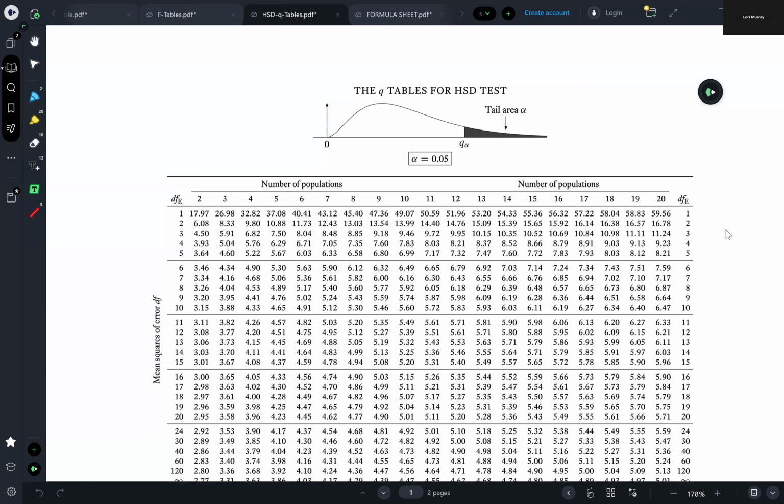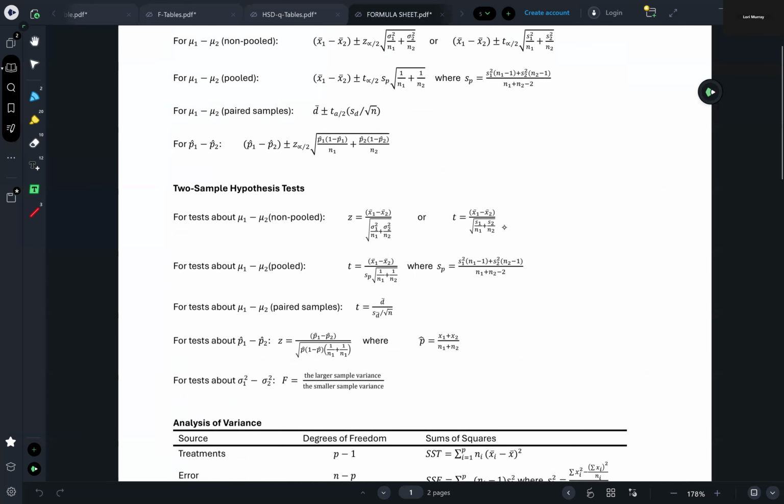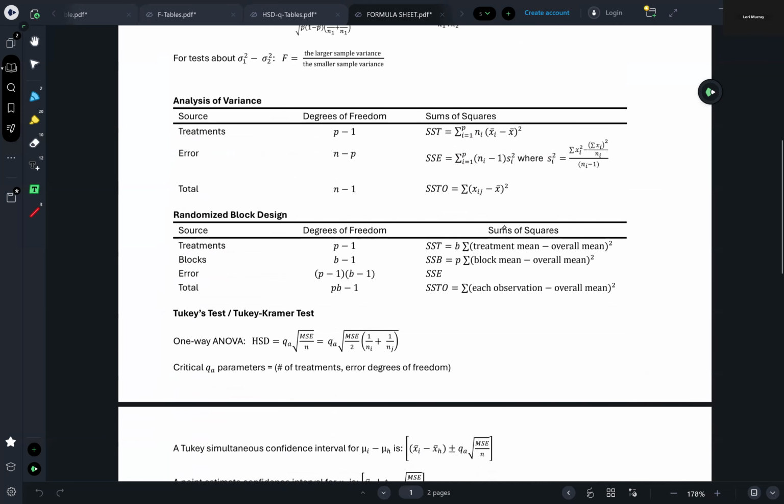So the HSD stands for honestly significant difference test. And we use the alpha of 0.05. So just to look at the formula sheet that we have in the course, I'm just going to bring us down to the multiple comparison tests. Here it is right here.